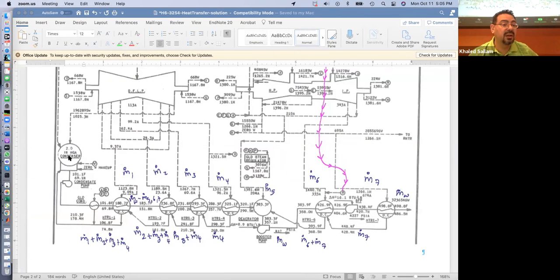Here is a condenser. He said this condenser is cooled by water, cooling water. The cooling water comes in and the cooling water leaves 10 degrees hotter. And he's wondering how much is the m dot that is needed to do this. So how do we do that?